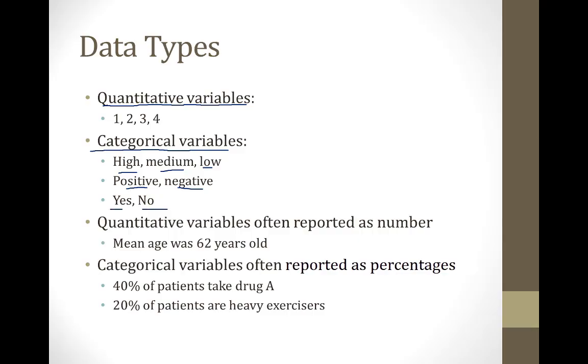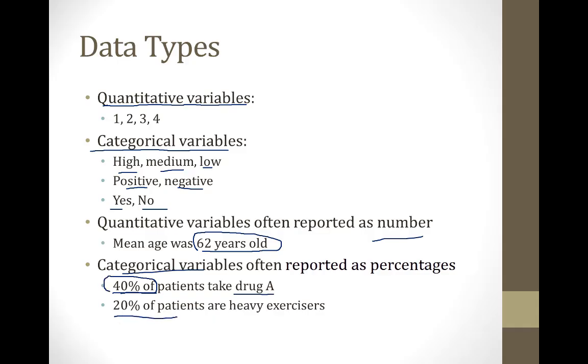Quantitative variables are often reported as a number. For example, if they say the mean age was 62 years old, mean age is a quantitative variable. It goes from 0 up to 100 or infinity, and it's an actual number. Categorical variables are often reported as percentages. So they'll say 40% of patients take drug A. You can either be taking drug A or not taking drug A. You can only be in one category or another. This is not a quantitative variable, but they're giving a number to it just to help you understand the percentage.